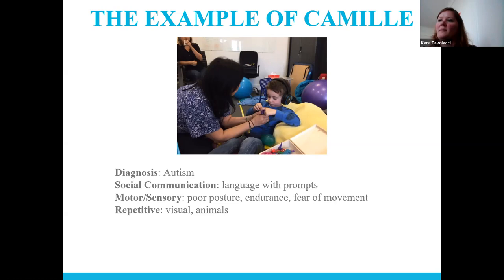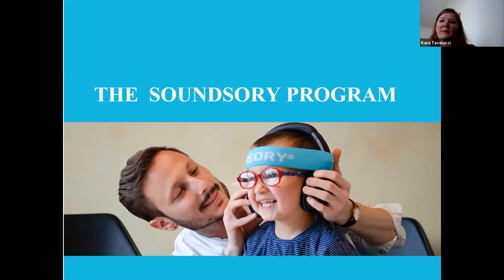So those are all the areas that can show change in your child with autism on the spectrum. Again, every child is different, and how they progress is different, but these are some of the areas you can look for change in. But now let's dive into the specifics of the Soundsory program. What does it look like? How does it work? Practical tips on how to use it, some do's and don'ts, and also the exercise, the movement portion of the program as well.